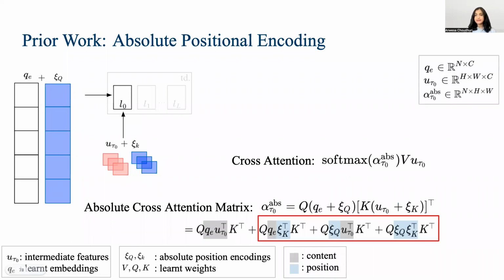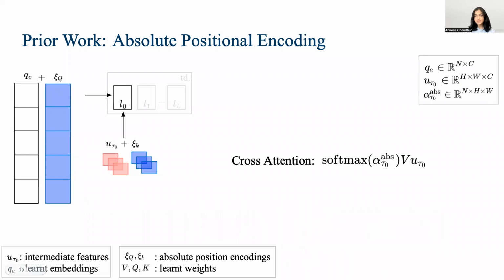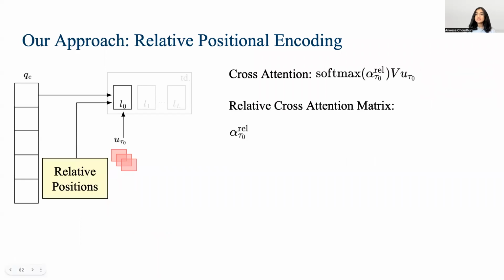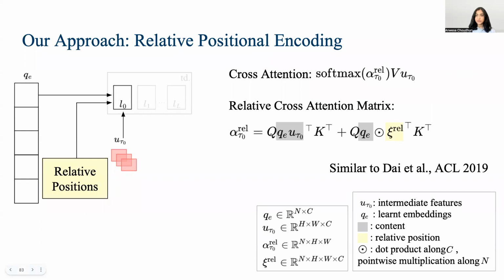When the terms are expanded, we see that the last three terms incorporate positions, highlighted in blue. We experimentally find that the last three terms introduce undesired dependence of object queries on spatial positions in images. As a modification, we introduce relative positional encodings. The cross-attention now has a relative cross-attention matrix defined as shown. The relative positions xi-rel are learned as proposed by Dai et al. for language modeling.